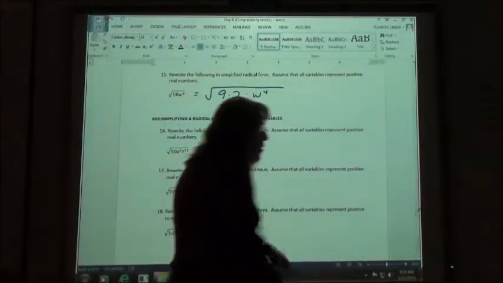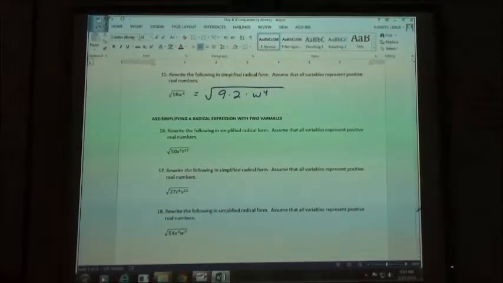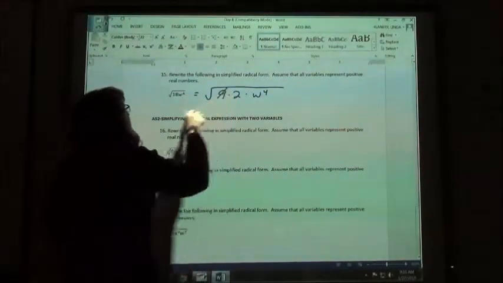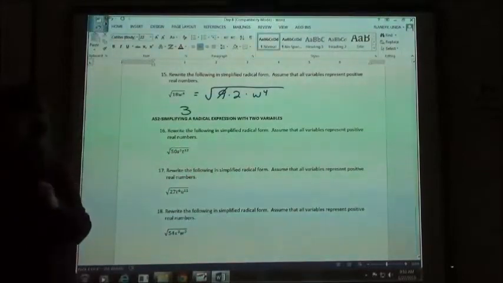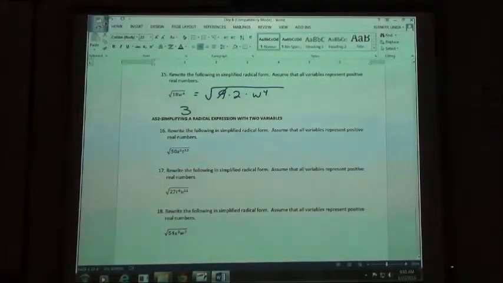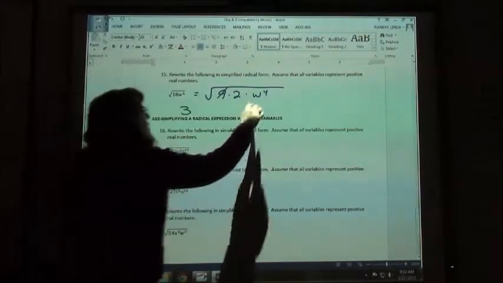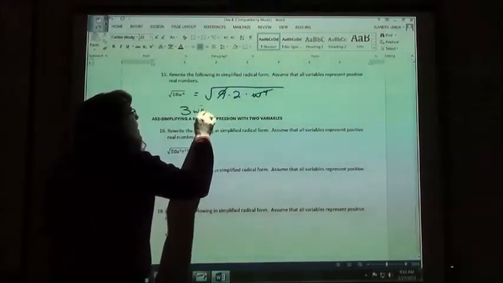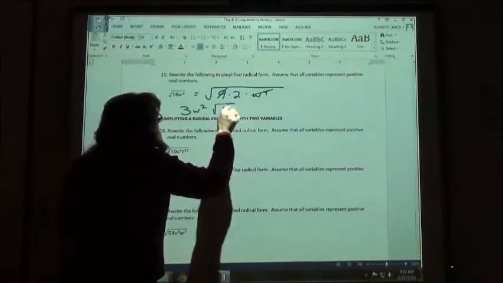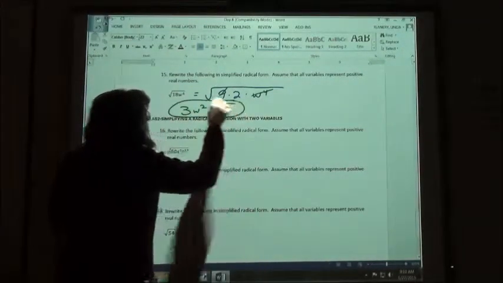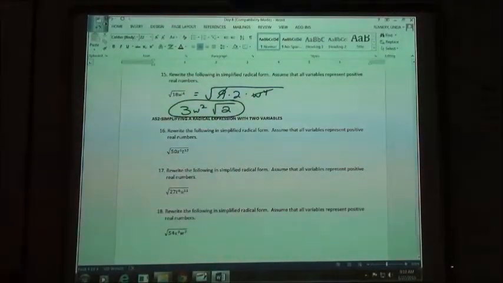So we want to take out our perfect squares. What can we take out of there? 9. The square root of 9 is 3. What else can we take out of there? W to the 4th, and the square root of w to the 4th is w to the 2nd. And the 2, can't do anything with him. He stays under the square root. So 3w squared square root of 2 is your answer.